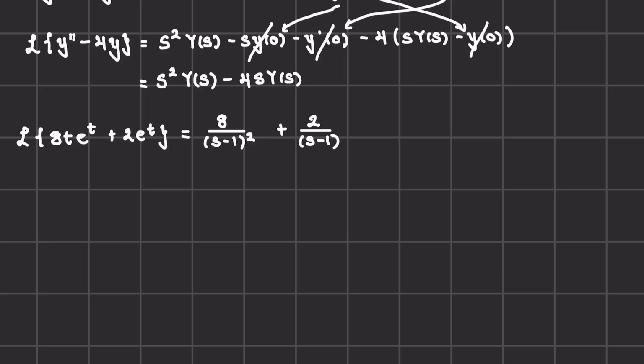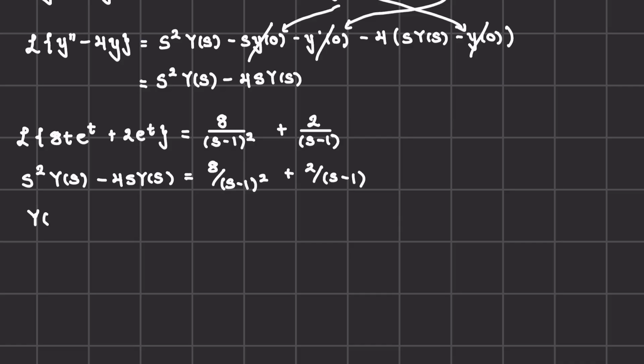Now, we have taken the Laplace transform of both the right-hand side and the left-hand side of the equation. Now we equate them to each other. So we have s squared Y(s) minus 4sY(s) equals 8 over (s minus 1) squared plus 2 over s minus 1. Now from this step, on the left-hand side of the equation, we want to factor out our Y(s). Okay, so let's factor that out. Therefore, we have (s squared minus 4s) Y(s) equals 8 over (s minus 1) squared plus 2 over s minus 1.